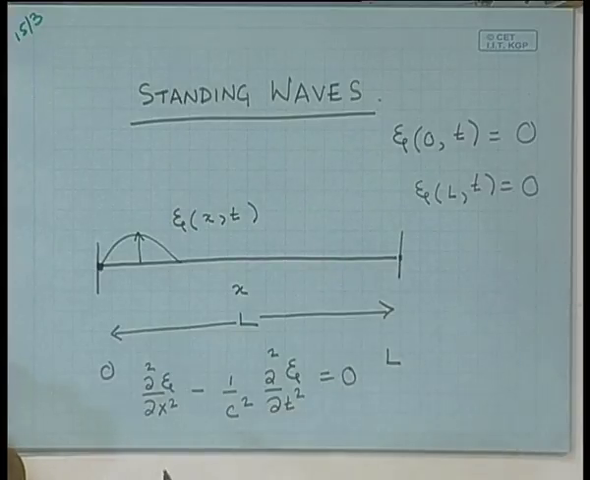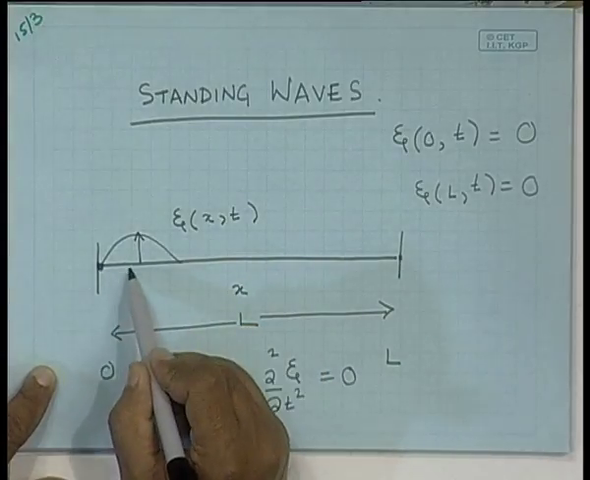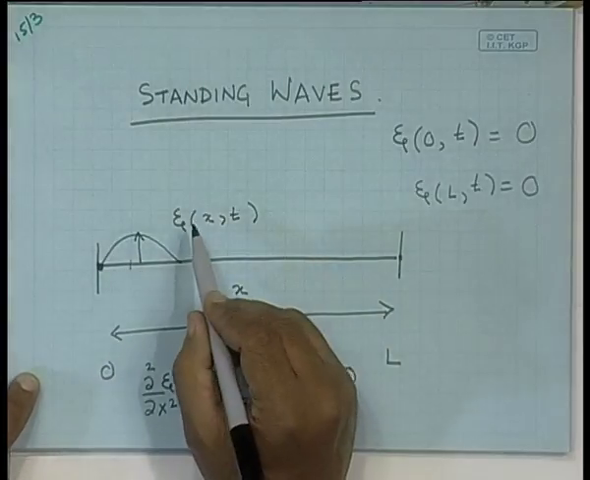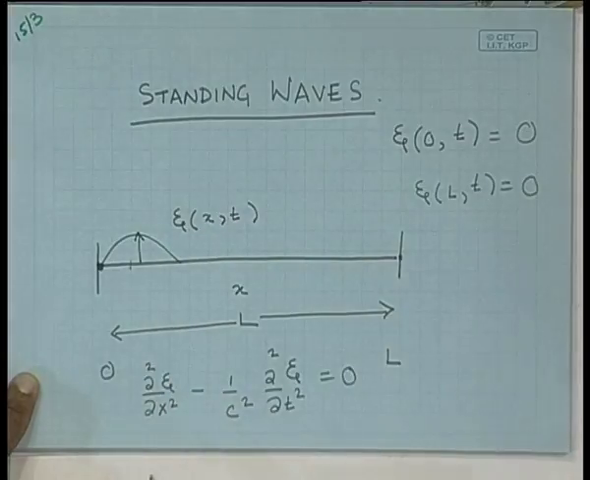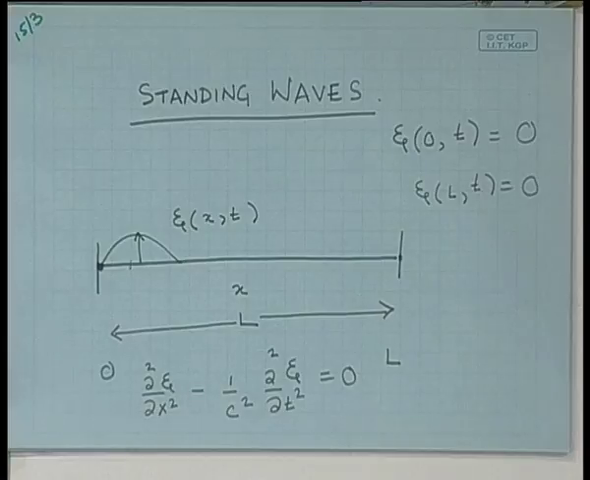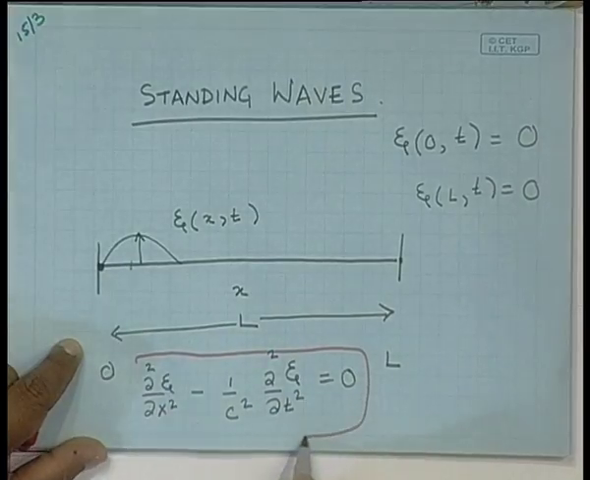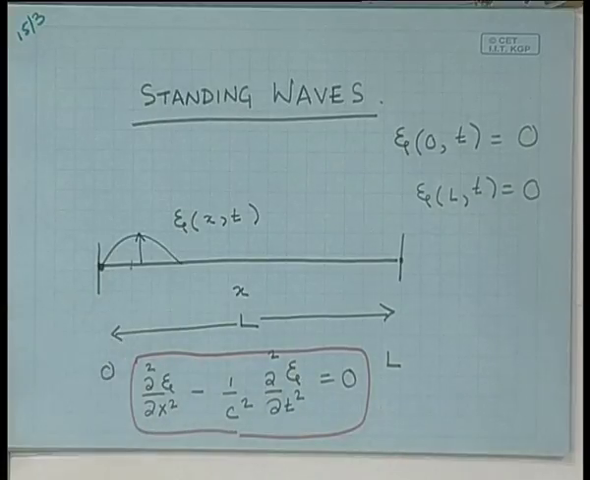So, I had told you in the last class that the disturbance, the transverse displacement of the string, which is the disturbance in this case, the transverse displacement xi, which is a function of x and t, the evolution of xi is governed by the wave equation, the same wave equation which we have been studying. So, the evolution of xi is governed by the wave equation. So, this is the wave equation which governs the evolution of xi.